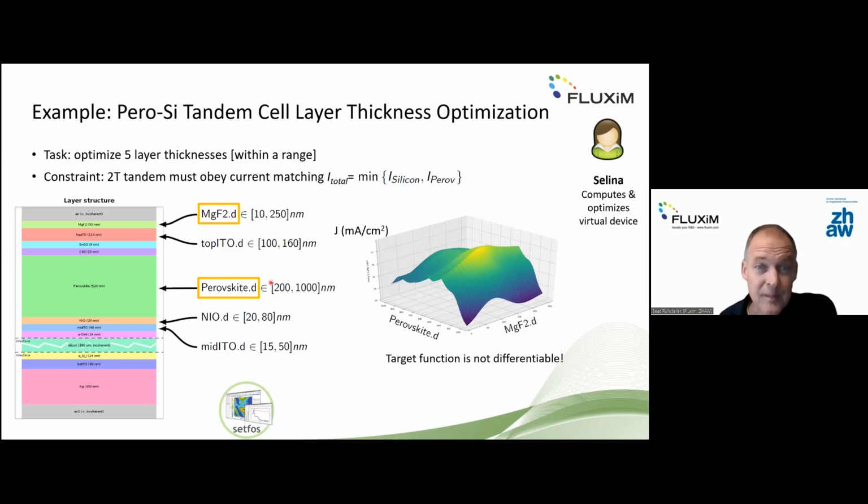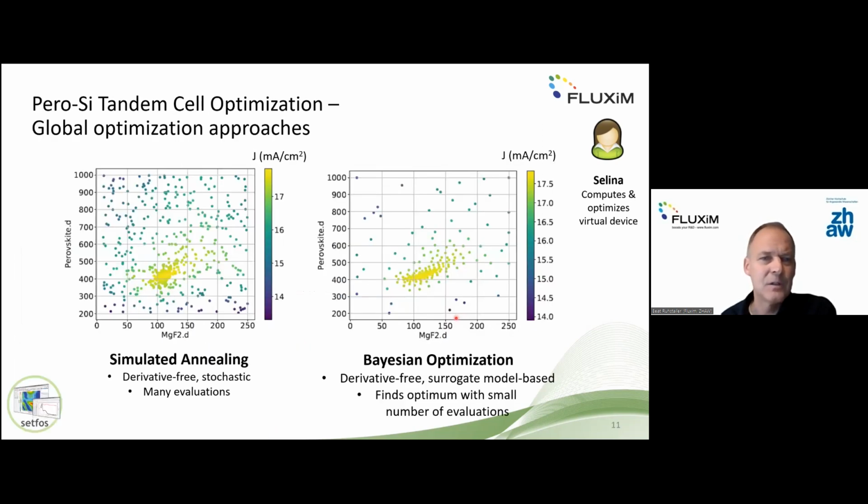thickness. And if you plot the current of this tandem, it's a monolithic tandem, so the software should also take care of the current matching. And this actually leads to a very strange landscape of current, with edges that are not differentiable. So this also calls for specific optimization algorithms. Now, the result for simulated annealing and Bayesian optimization is shown here.